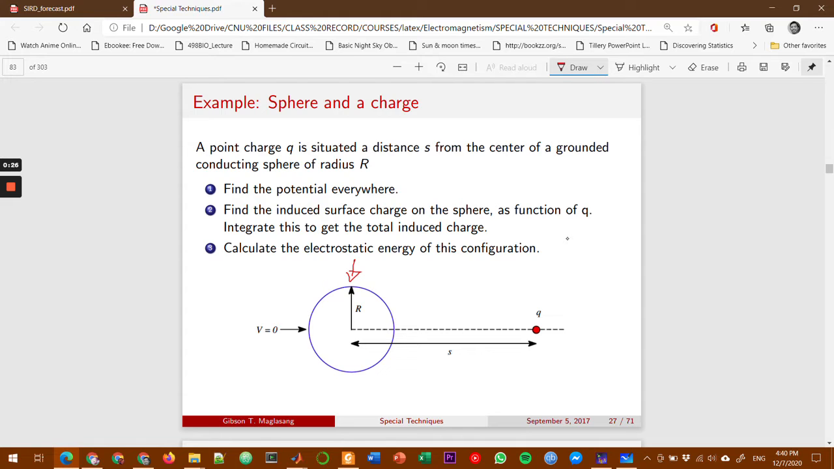And at a distance s from the origin of this sphere, a conducting grounded sphere of radius big R, is your charge Q. Tara, charge Q. Kani. So because of the setup, maka-predict na mo nga, because of the presence of this charge Q, it will create or it will induce a charge on its surface.